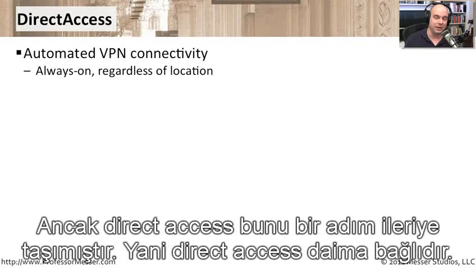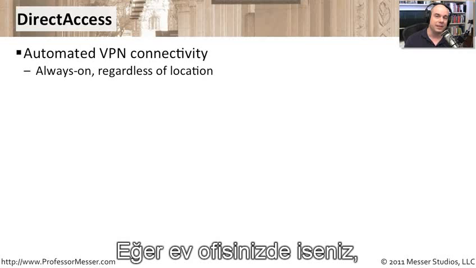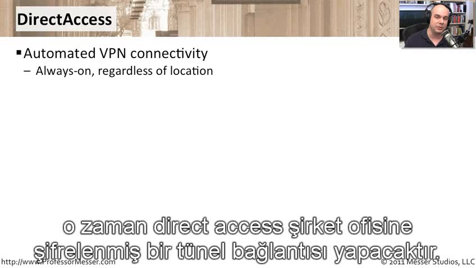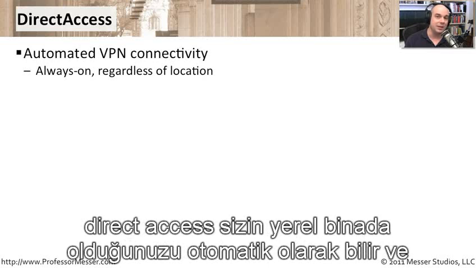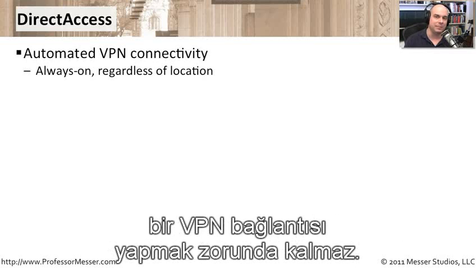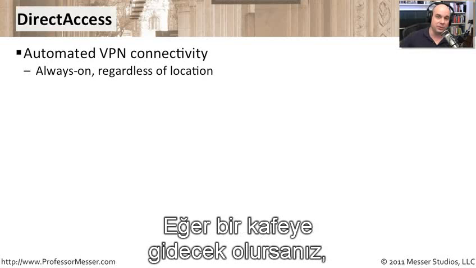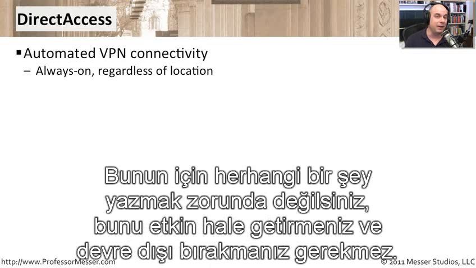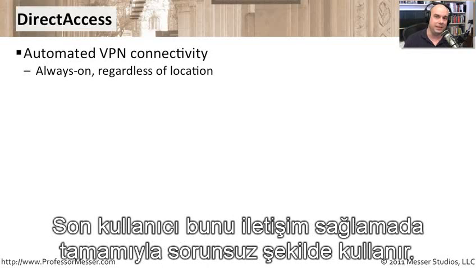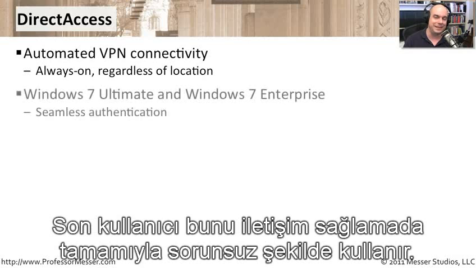It is always on. If you're in your home office, then it's going to have an encrypted tunnel back to your corporate office. If you go to your corporate office and sit down and it's inside your corporate building, direct access automatically knows that you're in a local building and it doesn't have to set up a VPN connection. You then go to a coffee shop, it's going to set up direct access VPN, and you never have to type anything in. You don't enable it, you don't disable it. You as the end user see a completely seamless method of communicating back and forth.